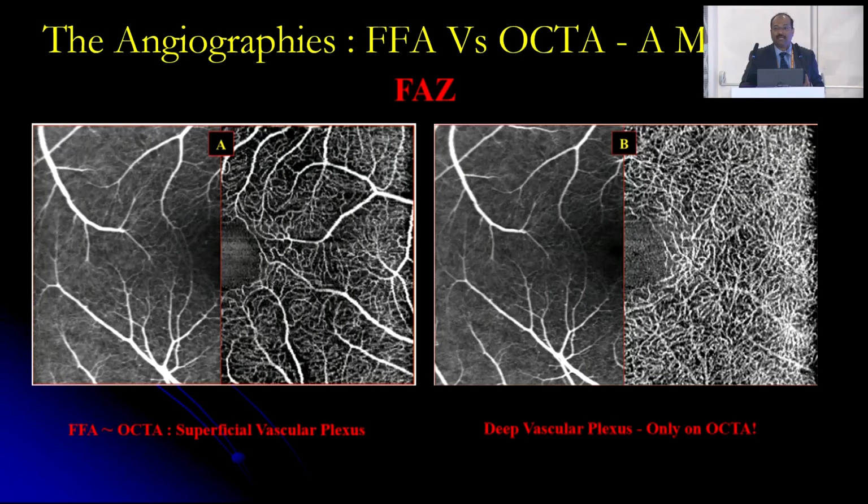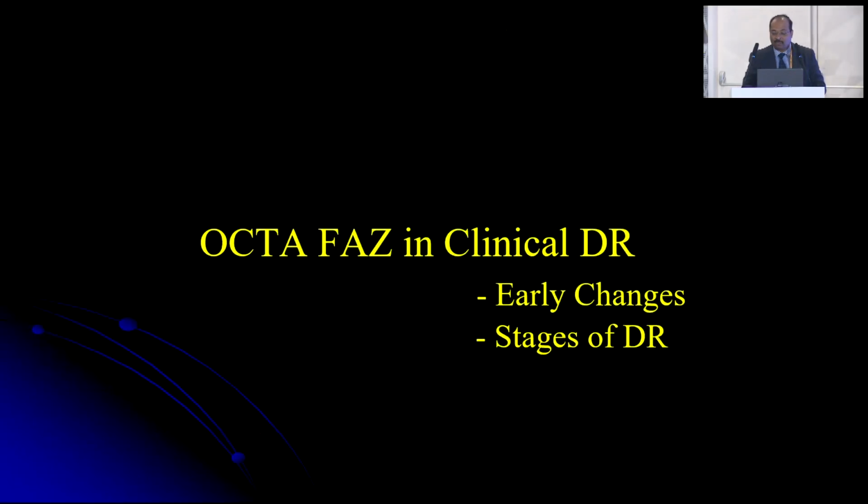You can never see that on the fluorescein angiography. So this is something also to understand. The FAZ in the superficial vascular plexus and the deep vascular plexus may be differently sized, and so OCTA is the only one which gives you this capacity to look at that. All right, so looking at OCTA FAZ in clinical DR, early changes and stages.